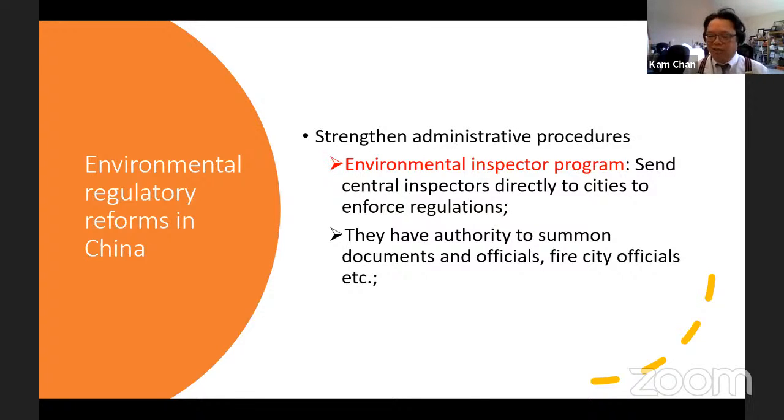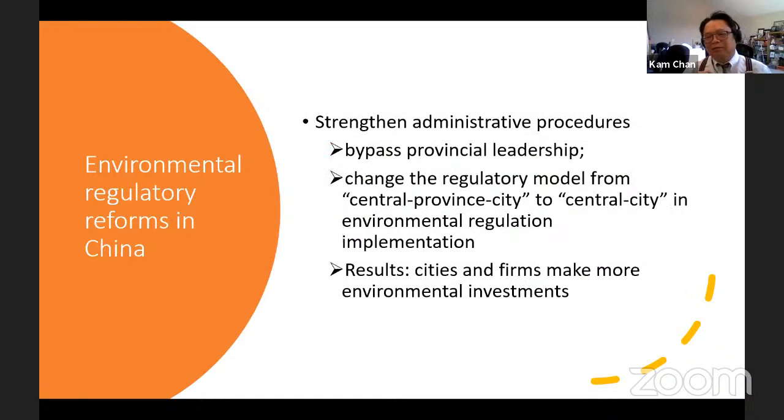So these inspectors go to cities and check the environmental issues. They have the authority to get documents and meet with city officials. If things are pretty bad, they have authority to fire city officials on the spot. Okay, so this is more like a public administration type approach. Think about it as cutting a layer. Instead of central government, province, city, you go directly to the city. It's the same as the United States, where the federal EPA, instead of going to the state, goes directly to the firm level and city level to do inspection.